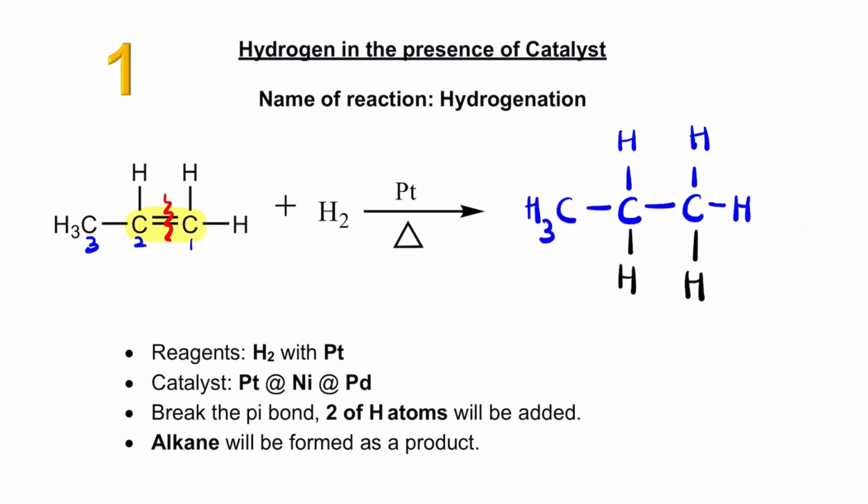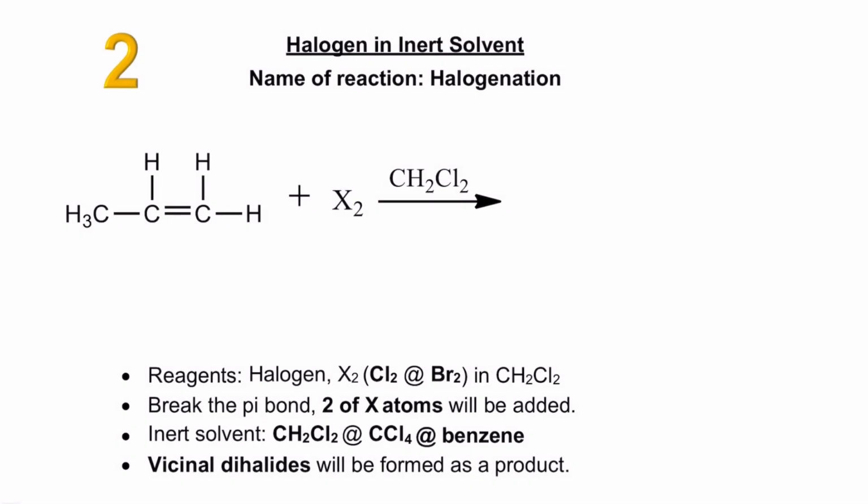Daripada alkene, ini alkene, awak dapat alkane. Okay? Daripada double bond ada, dia dah tak ada double bond. So itu proses hydrogenation. Let's go for the second one. We have halogenation. Halogenation ada 2. Yang pertama inert solvent, yang kedua adalah in water. Kita fokus for inert solvent first.